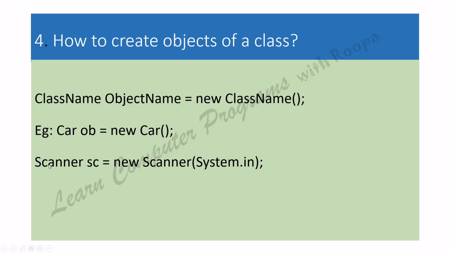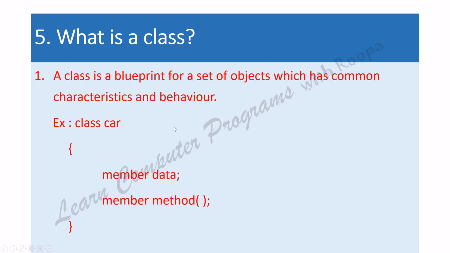Here you see, Scanner is the name of the class, sc is the name of the object, equal to new Scanner, which is again the name of the class, and System.in is the argument passed to this class. So here this new Car is known as the constructor of the class.